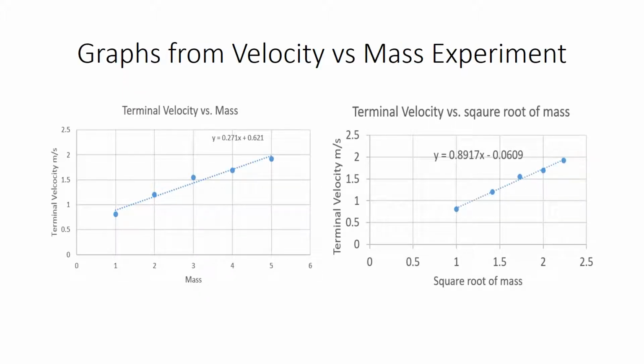Here are the graphs from that experiment. The graph on the left just graphs the terminal velocity versus the mass. We're looking at that line, realizing that it would not go through 0, 0. So we need to linearize our data. And to do that, we needed to take the square root of the mass.